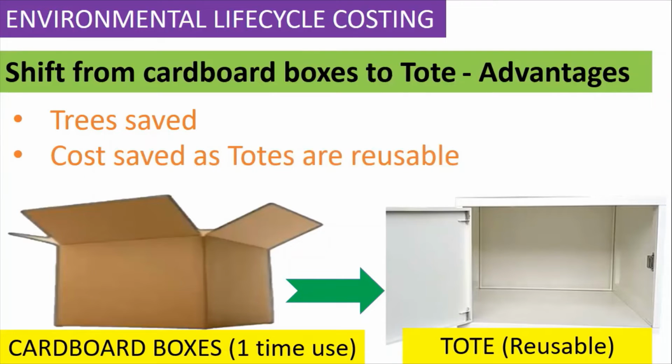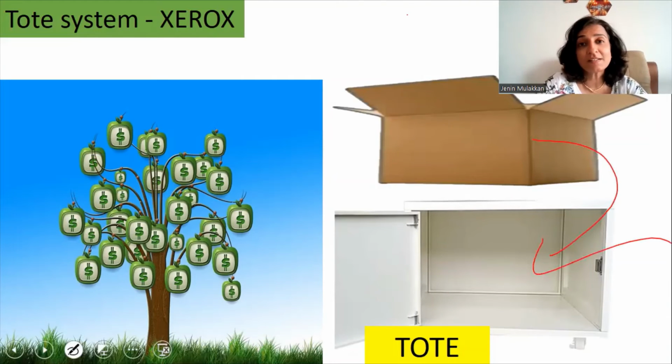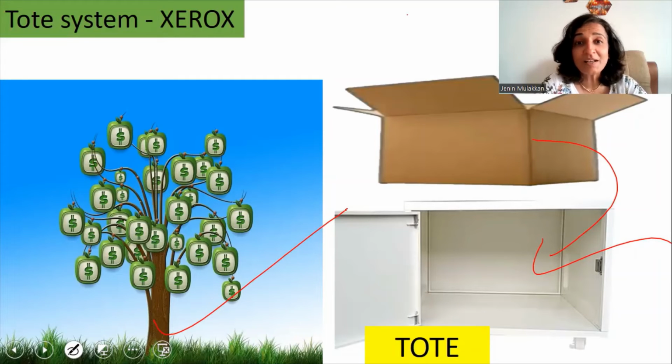When Xerox shifted from the cardboard boxes to the totes, they saved the trees and they made cost savings, which increased their profits. So at times, money does grow on trees.